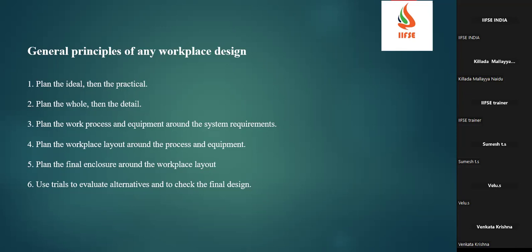Nowadays everybody has the technology in place. They make 3D designs and then do a simulation. Once the simulation is okay, then they go for the final implementation of the project. Similarly, once the workplace design is frozen, we have to look for alternatives. If it is not working well, then we look for an alternative. Once it is going well, then we finalize the design and implement the project.